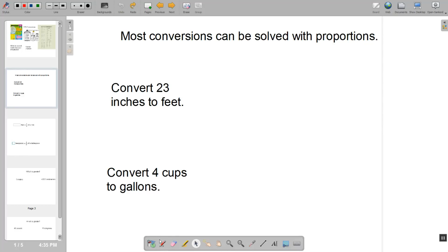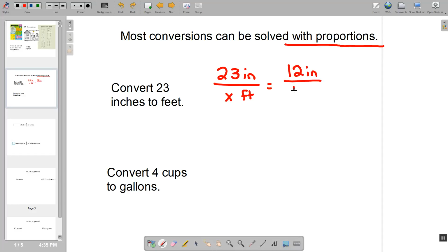Now, I'm going to be recommending for most of your conversions to be solved with proportions. So that's what we learned in the last section, or in section 3. For example, if I'm converting 23 inches to feet, what I will say is that 23 inches is equal to some number of feet. We're not sure. And then on the side, we're going to have another conversion, we know that 12 inches is equivalent to 1 foot. And then we simply convert between those values. And we're going to do that just like we did in the last section.